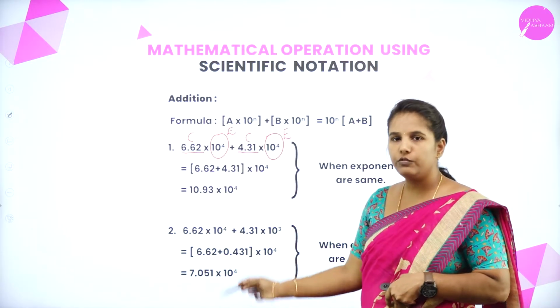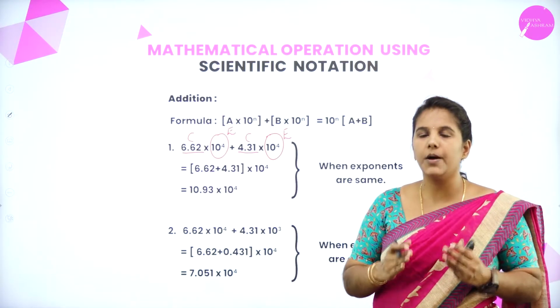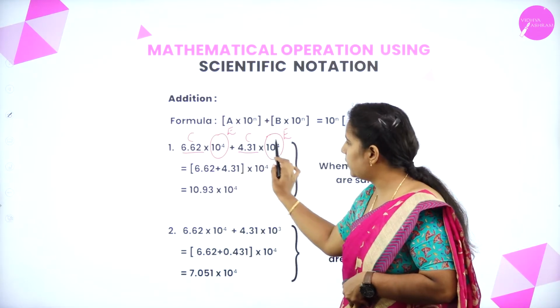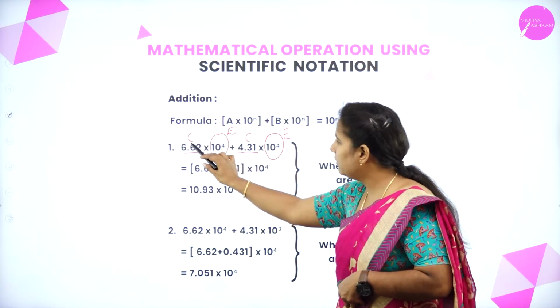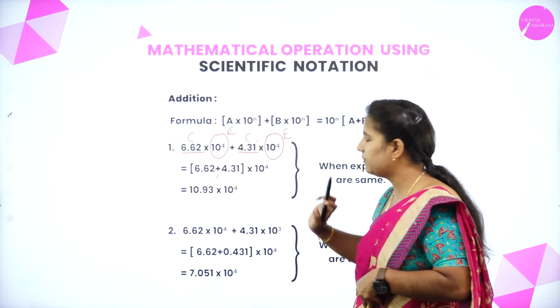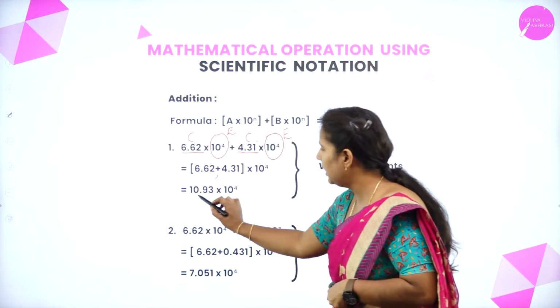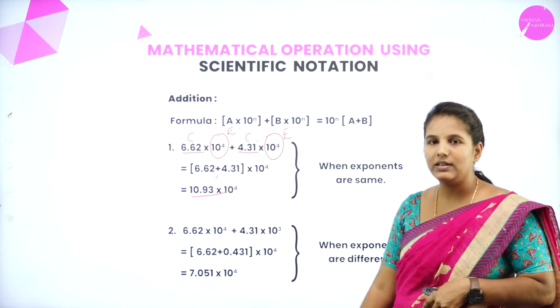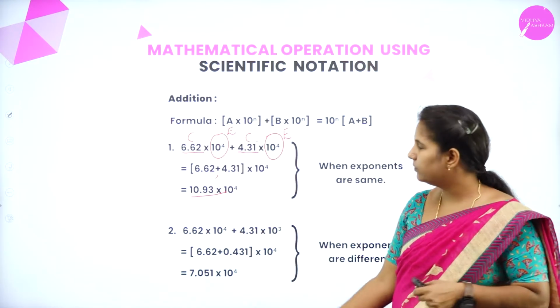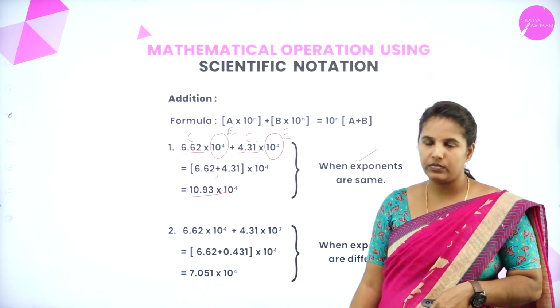First we have to make sure whether the exponents are the same or not. If the exponents are the same, then we add the coefficients and keep the exponent as such. Then you will get the value of 10.93 into 10 to the power of 4, when the exponents are the same.